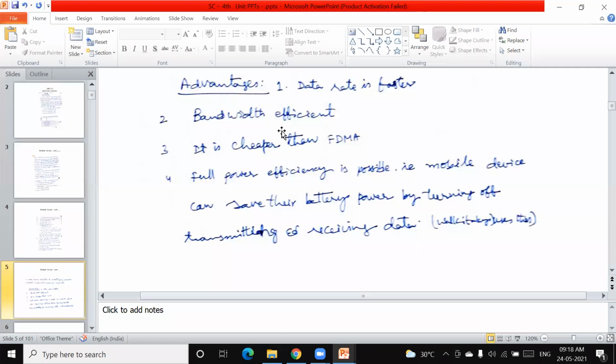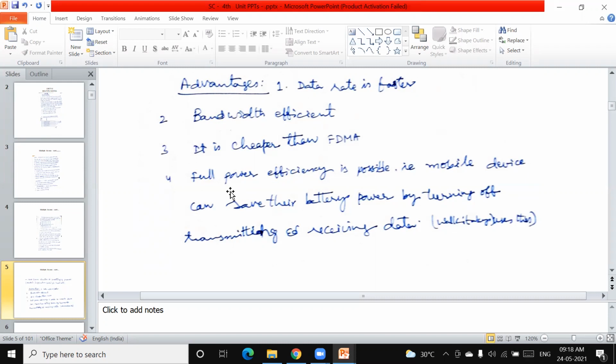Bandwidth sharing is possible in FDMA, but here we are not sharing; we allocate the complete bandwidth to the particular user 1 for a time slot of 1. Therefore, bandwidth is efficiently utilized, and it is cheaper than FDMA. If you consider the cost of the time division multiple access technique, the price will be lesser than the earlier frequency division multiple access technique.